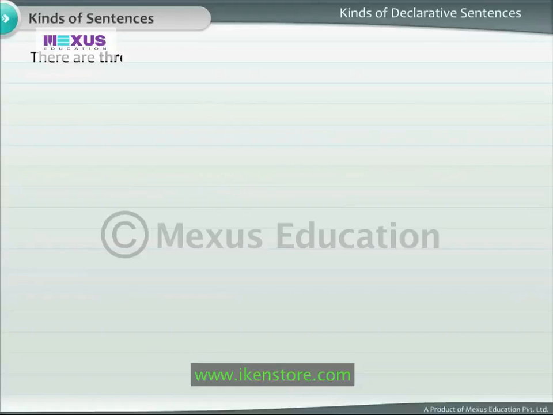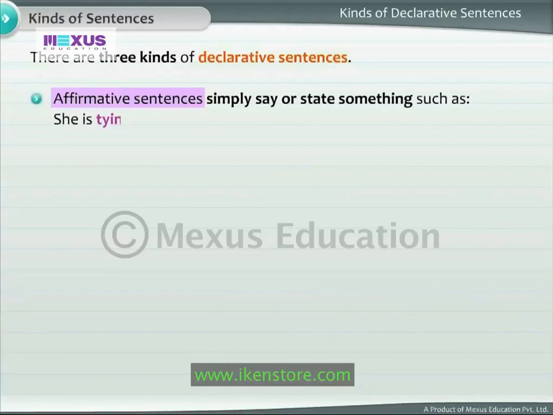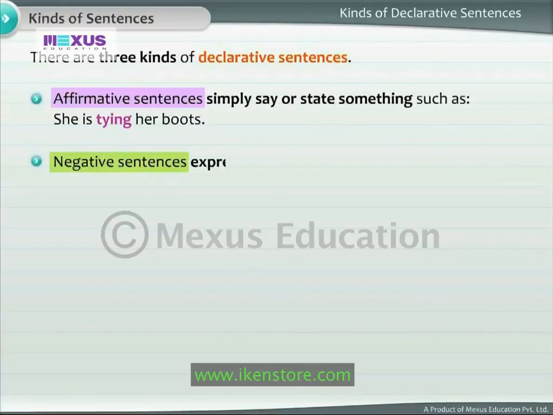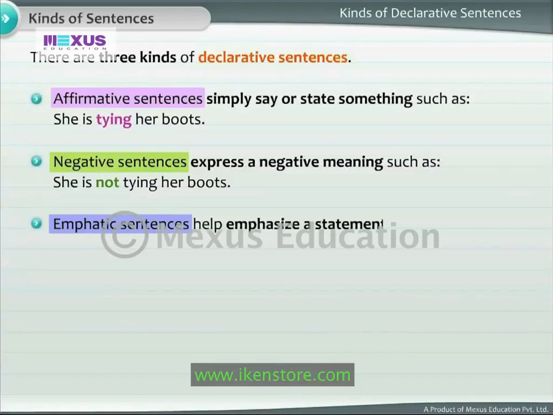There are 3 kinds of declarative sentences. Affirmative sentences simply say or state something, such as she is tying her boots. Negative sentences express a negative meaning, such as she is not tying her boots. Emphatic sentences help emphasize a statement, such as she is indeed tying her boots.